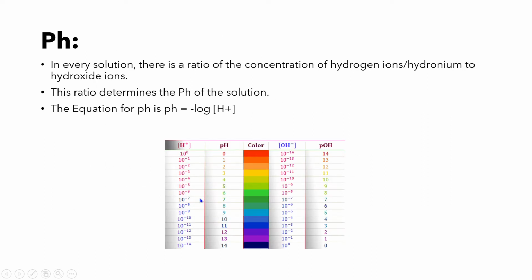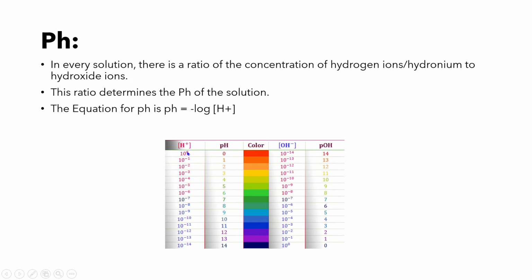So before we move on to the properties of water, we have to talk a little bit about pH. So for every solution, meaning a substance dissolved in a solvent, there's a ratio of the concentration of hydrogen/hydronium ions to hydroxide ions. So this ratio determines the pH of the solution. So the equation for pH is the negative logarithm of the H plus ions. Now you don't really need to know this, but I thought I'd throw it in there because it's important to know when we get into later units.